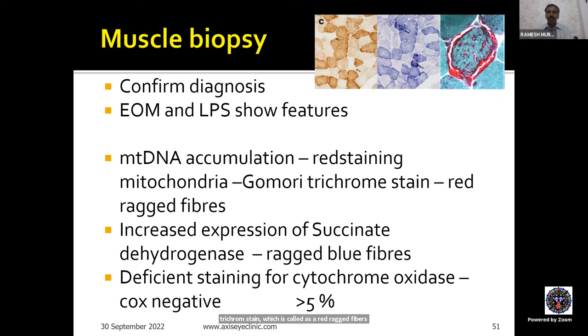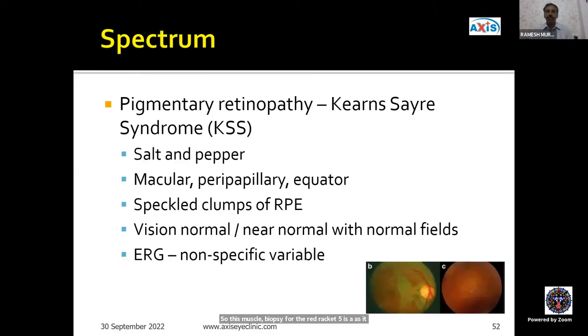And there could be increased expression of succinate dehydrogenase, that is ragged blue fibers, in the picture in the middle. And there could be deficient staining for cytochrome oxidase, or they're called COX negative. We can see in the picture the brown colored stains and the empty areas where there's a small arrow. So this muscle biopsy for the red ragged fibers is considered to be very diagnostic of chronic progressive external ophthalmoplegia.